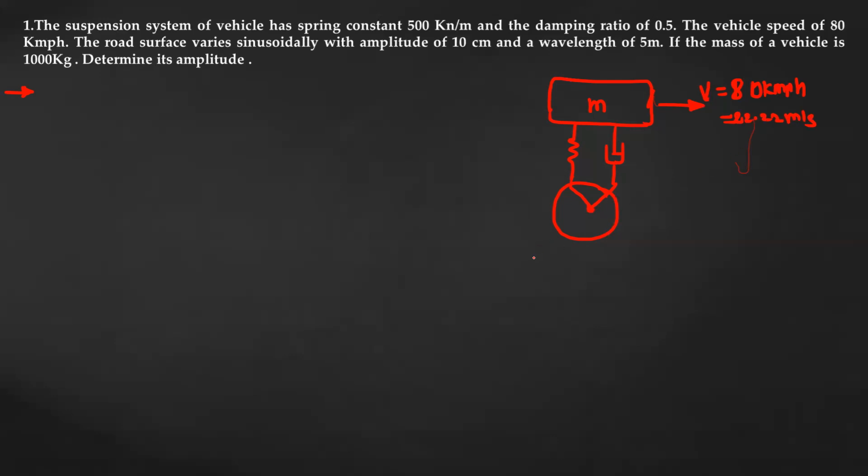Now this vehicle is moving on the road surface, which is a sine wave. So this is just a speed breaker. Okay, so for this speed breaker, if you draw the mean line, you can get the amplitude. So this is the amplitude of that speed breaker. This amplitude is given as 10 centimeter.